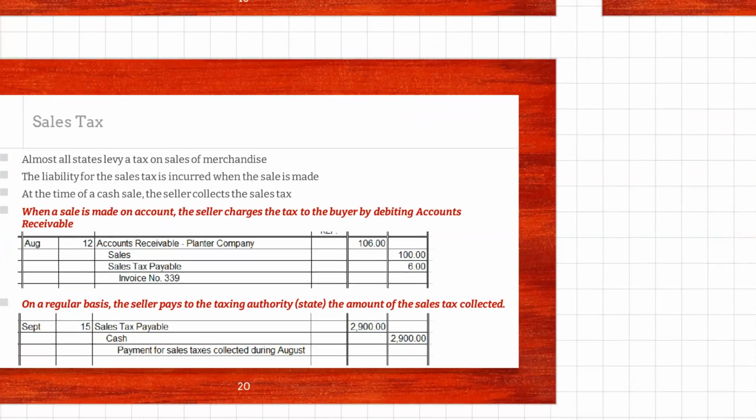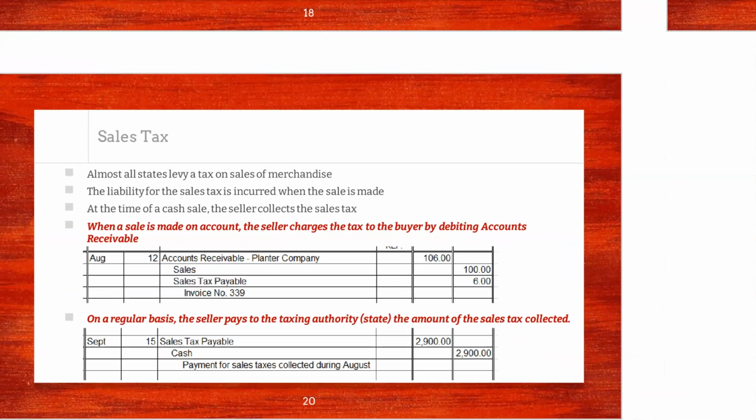And the last thing is sales tax. Almost all sales levy a tax on sales of merchandise. In the state of New Jersey, it's 7%. The liability for the sales tax is incurred when the sale is made. So at the time of the sale, sales tax is collected, but then it needs to be put into a separate account that we will later pay to the state. And you don't pay to the state every time you make a sale. You basically do it once a month or so.